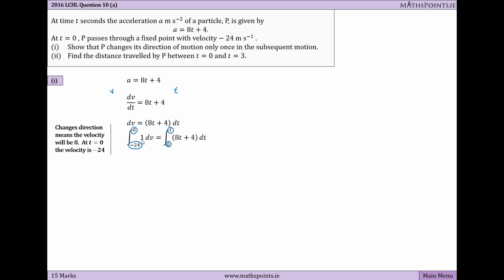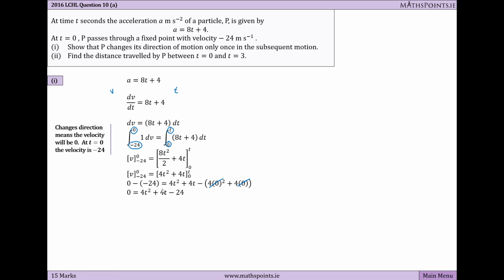So integrating the left-hand side with respect to v, we get v. And integrating the right-hand side with respect to t, we get 8t squared over 2 plus 4t. And we can tidy the 8t squared over 2 into 4t squared. I'm going to sub in my limits, 0 and minus 24 on the left and t and 0 on the right, to give me 0 minus minus 24 is equal to 4t squared plus 4t minus 4 by 0 squared plus 4 by 0. Minus minus 24 is plus 24, and then the zeros cancel out at the end.